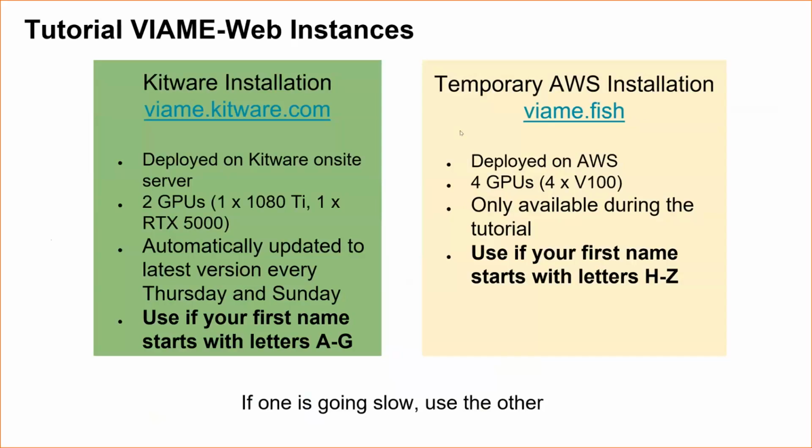The difference here is that the one on site has 2 GPUs, one with a 1080 Ti and the other an RTX 5000. We update the internal version every Thursday and Sunday automatically through our continuous integration and deployment pipeline. The one on AWS, which is only for this tutorial today, has 4 GPUs, V800s, and that's something you can use and try out, but it won't be available after the tutorial today. So with that, I would like to invite Brandon Davis to give you the tutorial of VIAME Web.